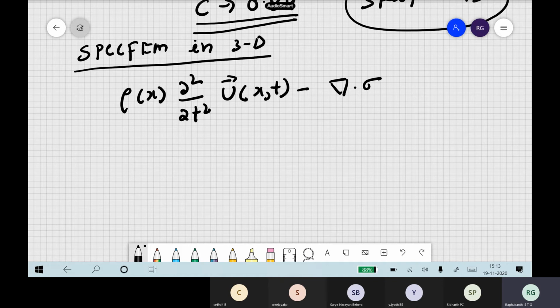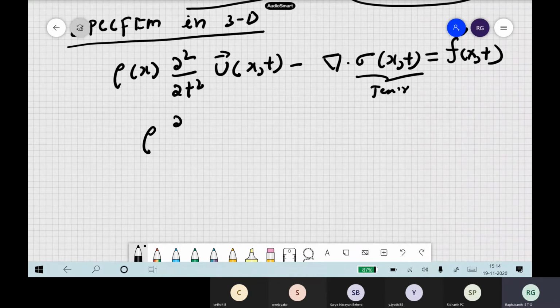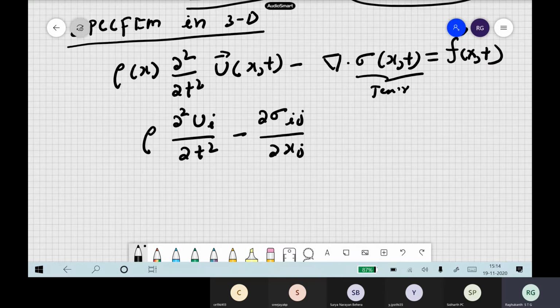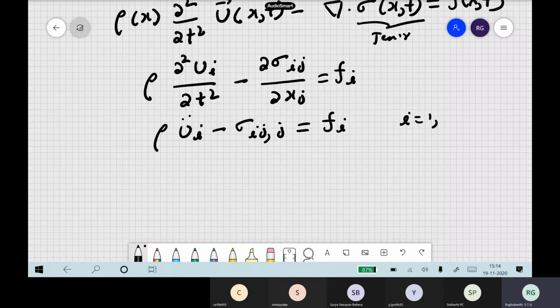So minus the divergence of sigma, x comma t. This is also in tensor notation, plus f(x, t). In 3 dimensions, this is a tensor we have here, and then we have a force, which is also a vector. If you write this in indicial notation, we can write this as dou square u_i by dou t square minus dou sigma_ij by dou x_j is equal to f_i. Or you can also write this as rho u double dot i minus sigma_ij comma j is equal to f_i, and i runs from 1 to 3.